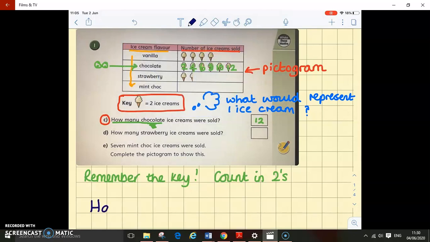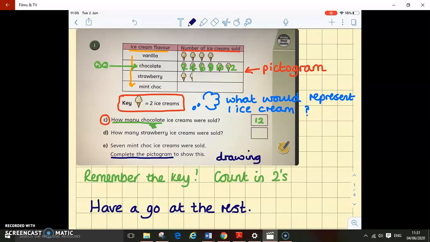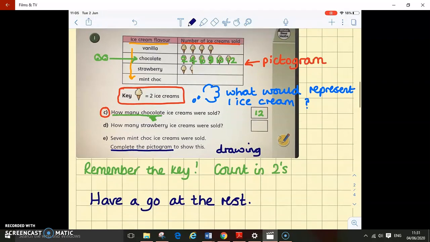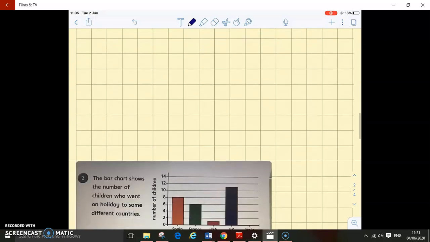Or if you're just doing it on a piece of paper, just do it on a piece of paper. So I want you to stop now and have a go at the rest of the questions for question 1. We're going to have to complete, which means we're going to have to do some drawing to show 7 mint chocolate chip ice creams were sold.